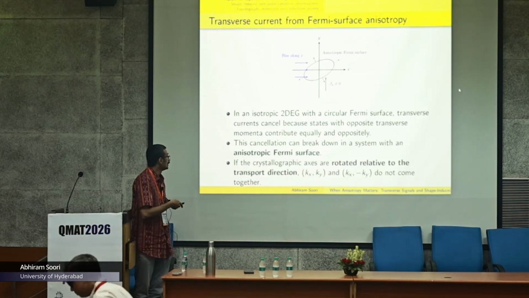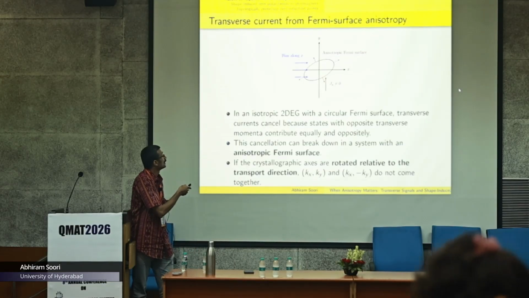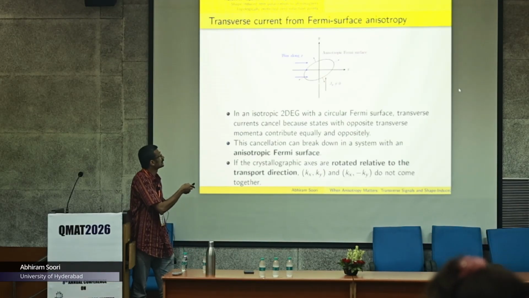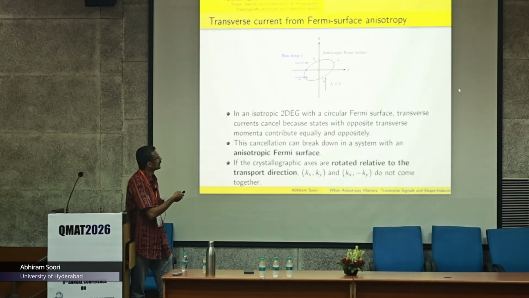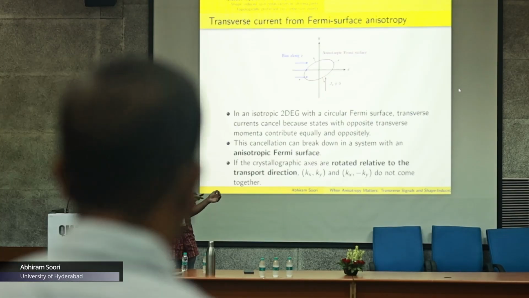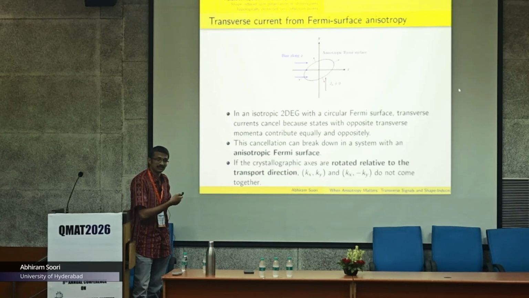So that's the claim, and the reason why this happens is that, let's say the major axis of this elliptical Fermi surface is along the x-axis. Then for every (kx, ky), there is a (kx, minus ky), and the contributions from these two to the transverse current cancel. But when you rotate the Fermi surface, there are no such (kx, ky) and (kx, minus ky) pairs, so there is no cancellation. That's the reason for getting transverse response.